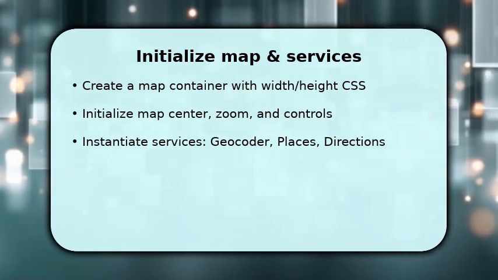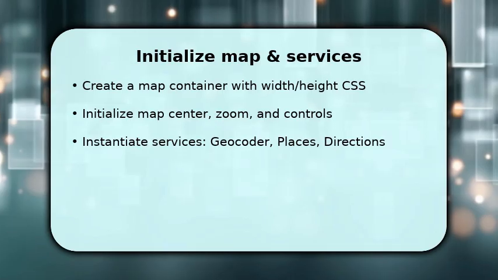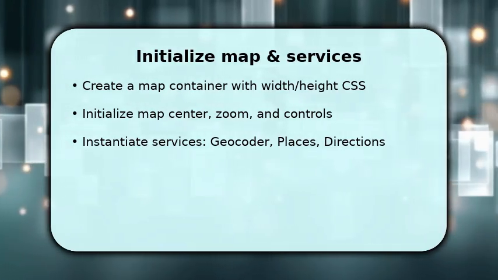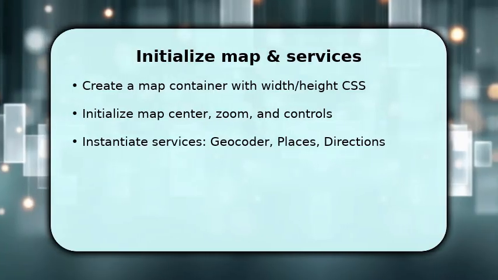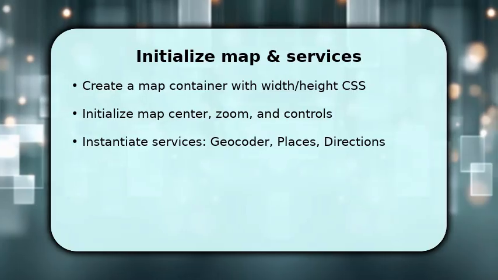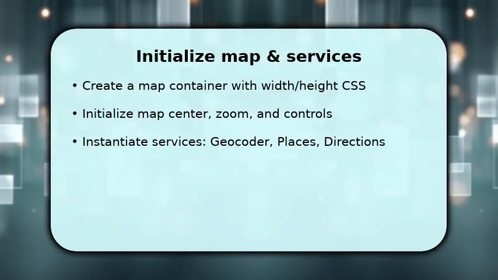Next, instantiate supporting services: geocoder for addresses, places for searches, and directions for routing, and attach event listeners for clicks or input changes. Once listeners are active, make a test request and inspect.